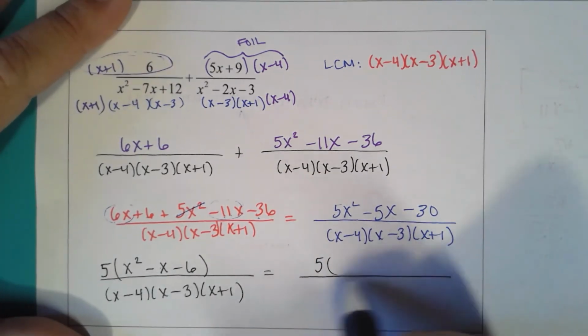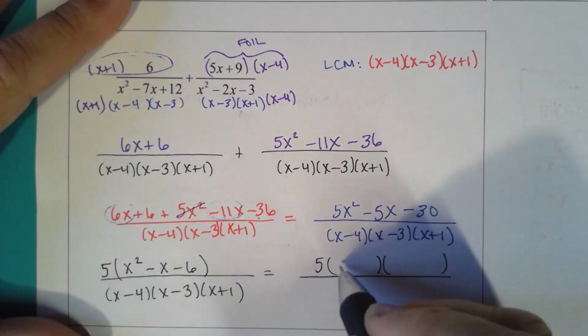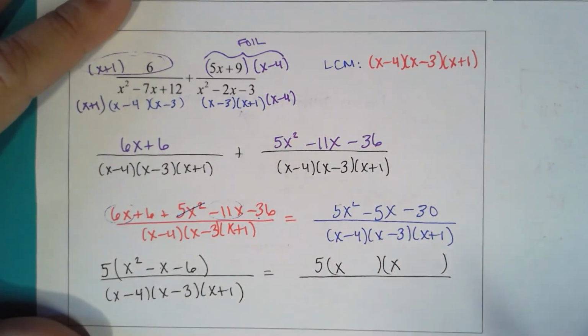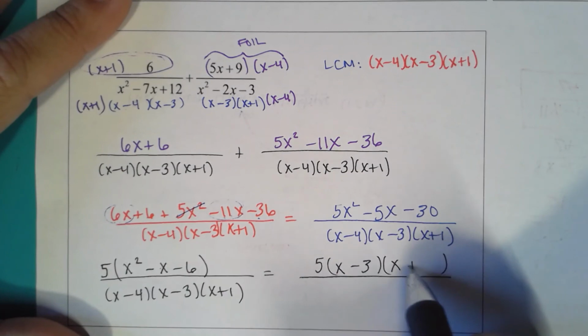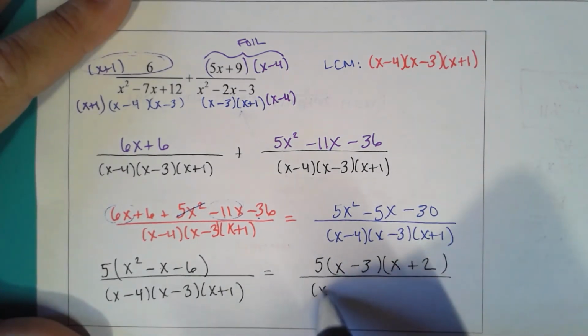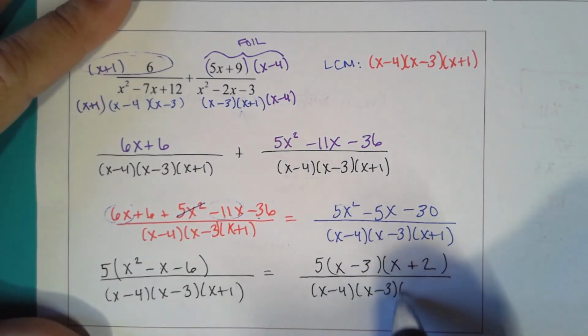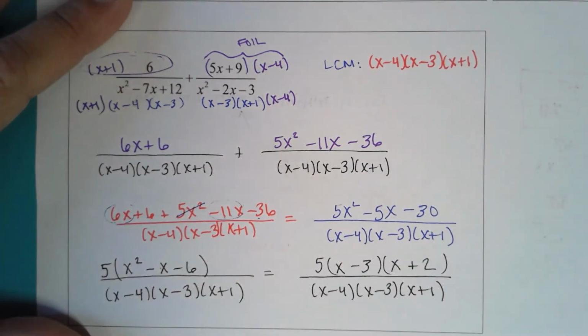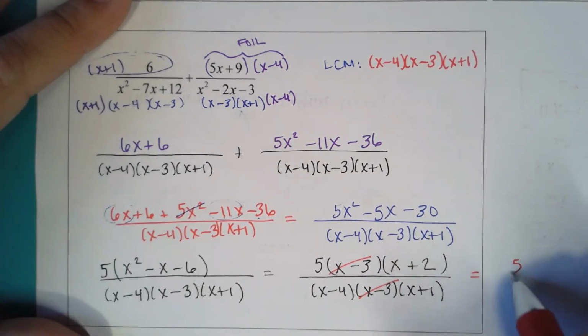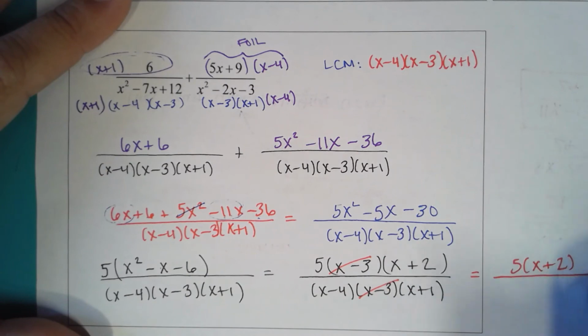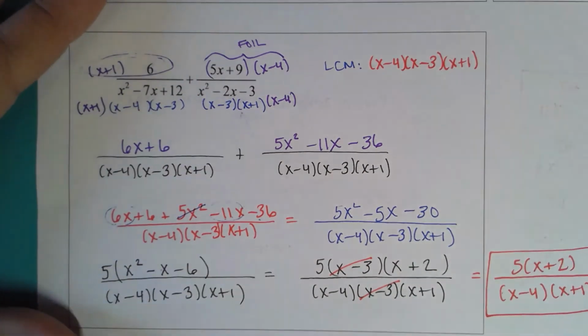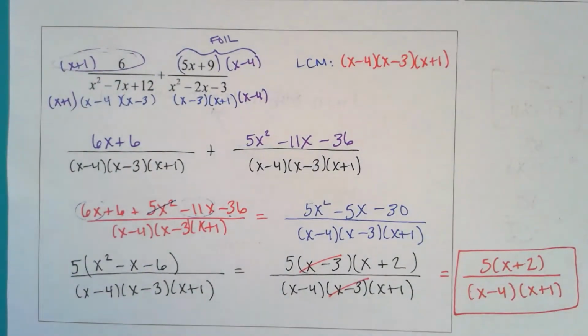So I have that 5. The top I have, let's see, x, and how about a negative 3 and a positive 2? I think that does it for us. I love this. The x minus 3's are gone, and I'm left with 5 times the quantity x plus 2 all over x minus 4 times the quantity x plus 1. Woo! Lots of great review stuff in there.